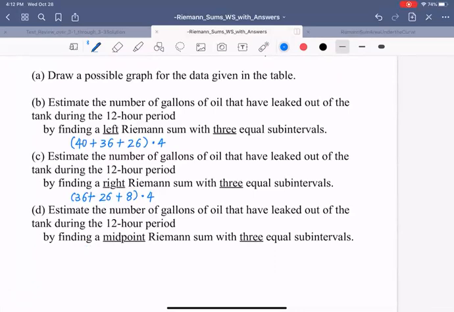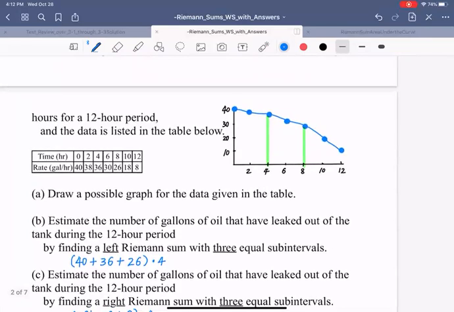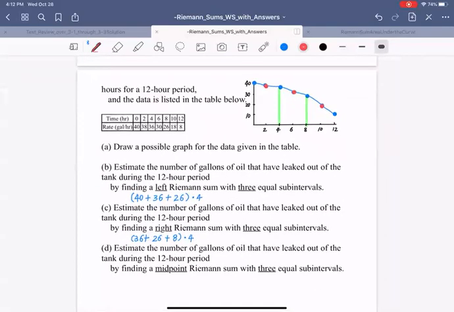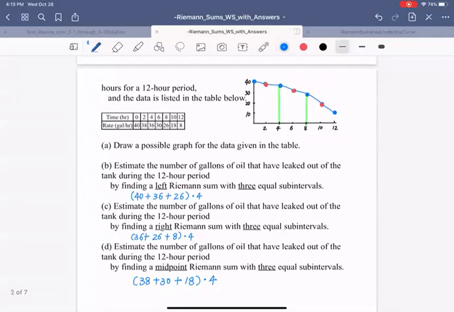Next one, estimate the number of gallons using midpoint, with 3 equal subintervals. Well, the midpoint is easy because the midpoint is already given, right? This guy is the midpoint, this guy is midpoint, this guy is midpoint. So this one is even easier because the data is already given. At 2, that's 38. At 6, that's 30. At 10, that's 18. Subinterval is 4. Good?